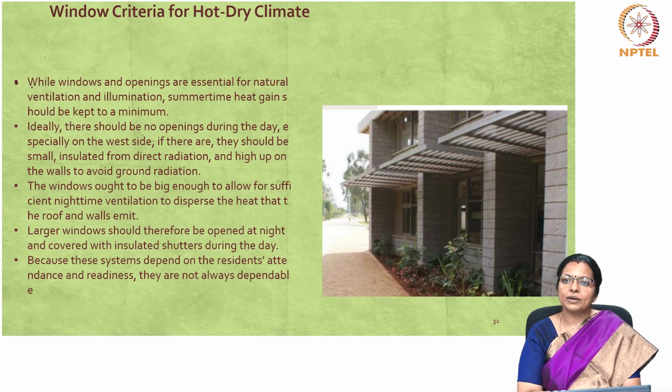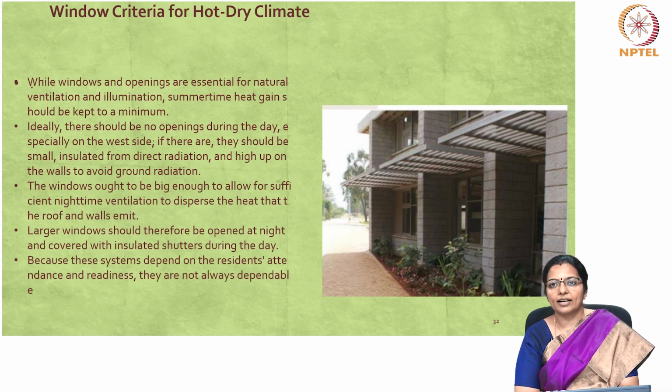While windows and openings are essential for natural ventilation and illumination, summertime heat gain should be kept to a minimum. Ideally, there should be no openings during the day, especially on the west side. If there are, for any reason, they should be small, insulated from direct radiation, and high up on the walls to avoid ground radiation. The window ought to be big enough to allow at least sufficient nighttime ventilation to disperse the heat that the roof and walls emit.